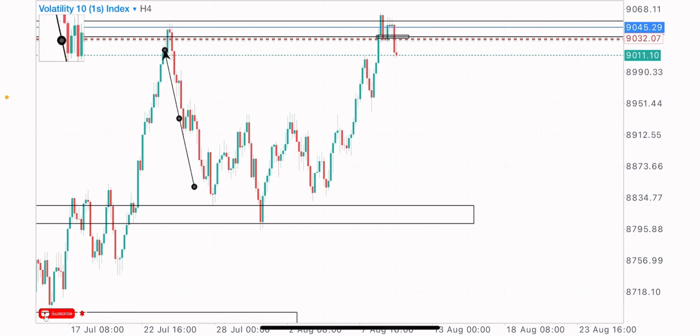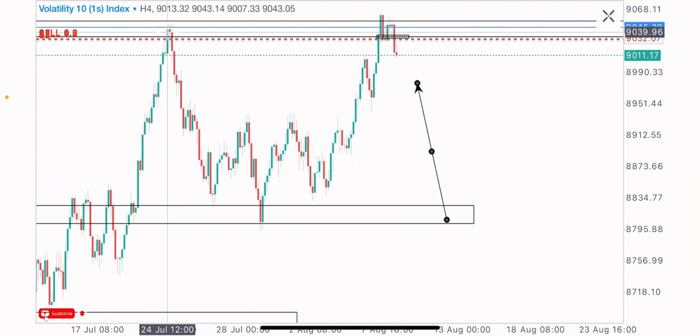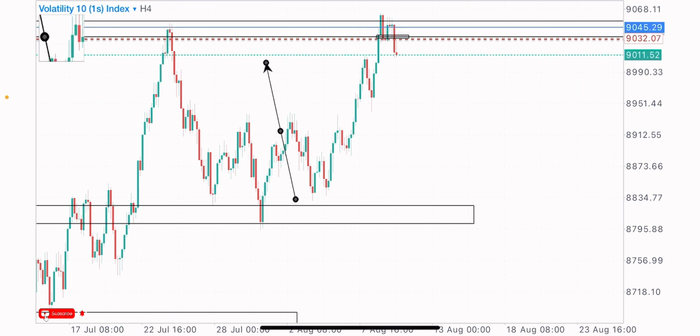So on the four hour time frame, we had these highs. This high was formed, and let's check when this high was formed. This high was formed on the 24th of July. We had this high formation like 2 to 3 weeks ago. Now the market came to approach this same level again.